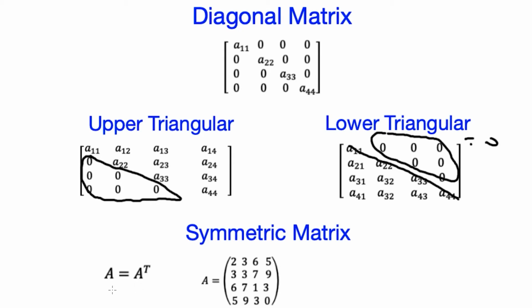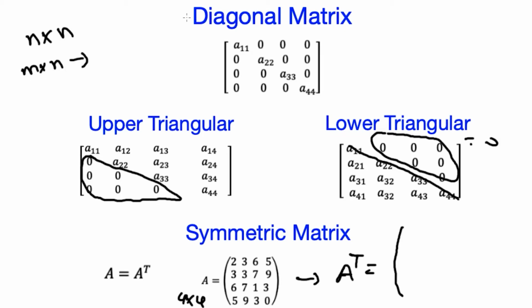A symmetric matrix is a matrix that equals its transpose. So for example, we have here this matrix A, so its transpose A transpose equals, here it is 4 by 4. I want to note here that all these definitions are just for square matrices. So if we have an n by n matrix, the number of rows equals the number of columns. However, for matrices that are not square, these definitions are not defined. We can't get a diagonal, upper triangular, lower triangular or symmetric matrix for a matrix that is not square.